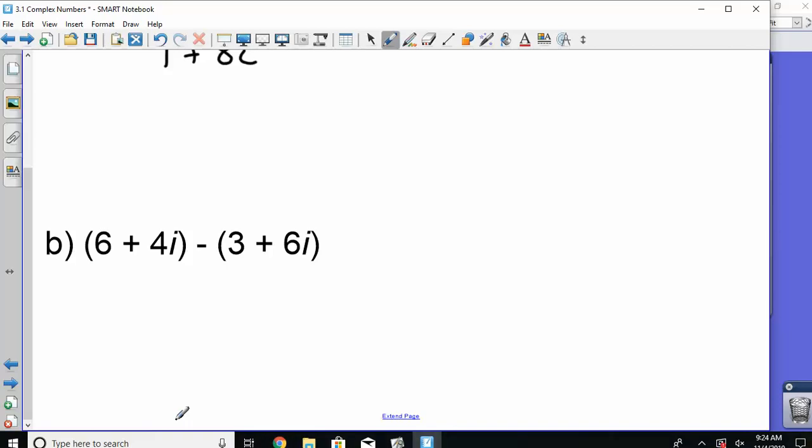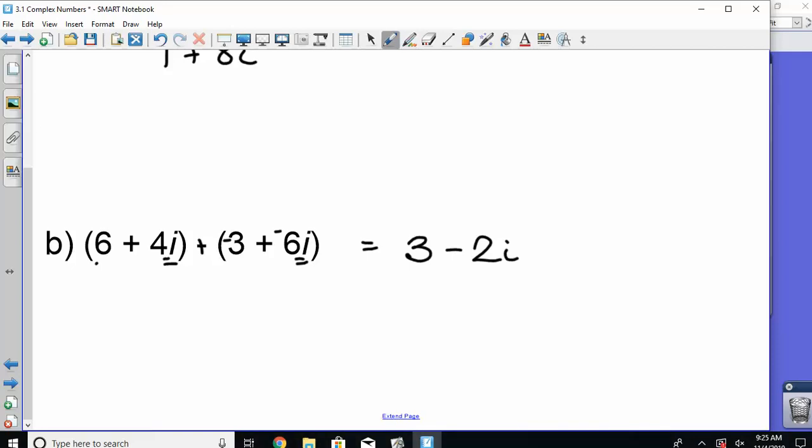On B, what would I need to do? Just show your negative. Then you just combine like terms. So 6 plus negative 3, 4i plus negative 6i. So you get 3 minus 2i. Do we need more addition and subtraction examples?